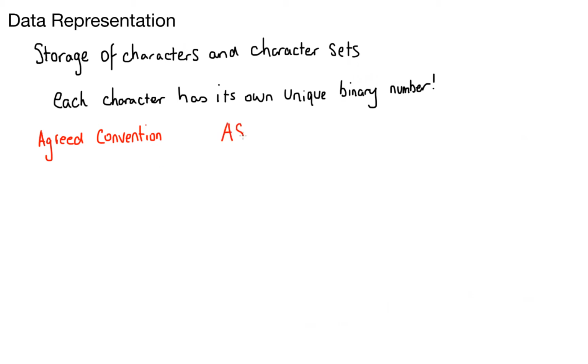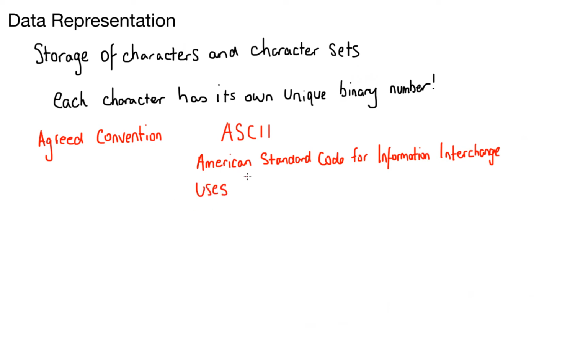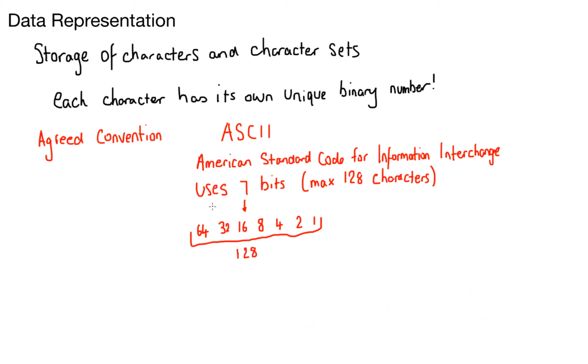So what we did is we agreed to use the American Standard Code for Information Interchange, and that was abbreviated into ASCII. Now, ASCII uses 7 bits, and that means we have a maximum of 128 characters, because if we add 1, 2, 4, 8, 16, 32, and 64 together, it gives us 128 different combinations.